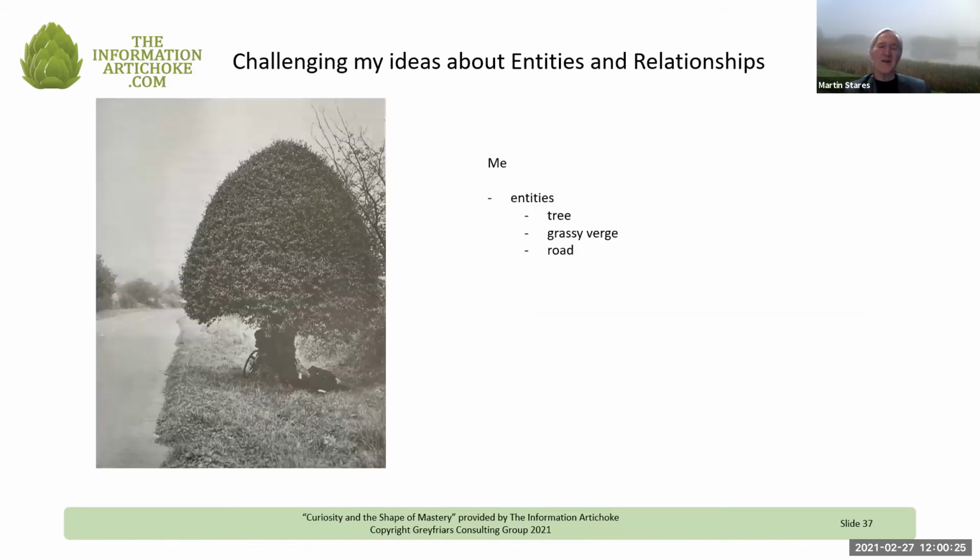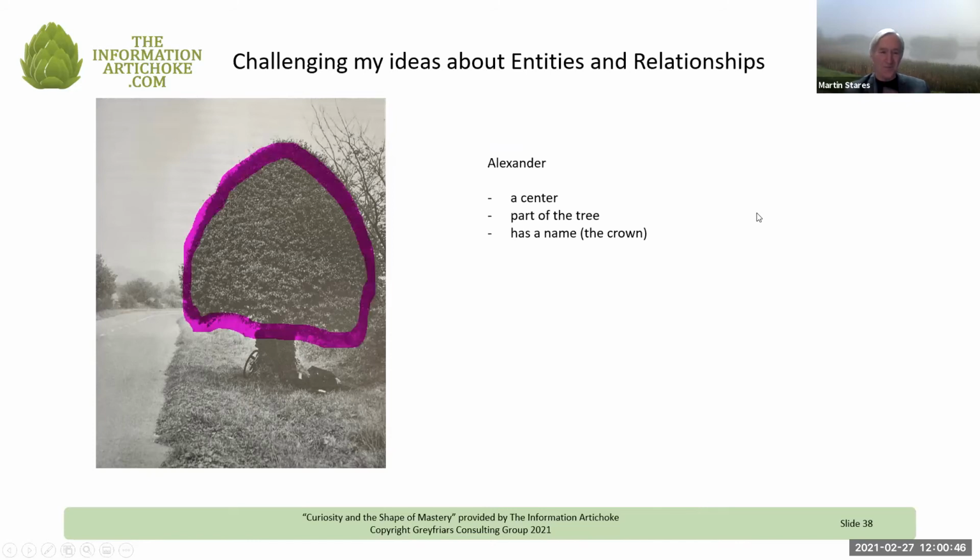Here's a picture from The Nature of Order, and the way I look at it, and most of his readers will look at it, is in terms of entities. There's a tree, a grassy verge, a road, and the tree has branches and a trunk, and the grass has clumps, and the road has a verge. Alexander looks at it differently. He talks in terms of centers, and the first center he tells us about is the shaded part of the tree. And this has a name. It's called a crown. Okay, so far it's not too different from the reductionist approach.